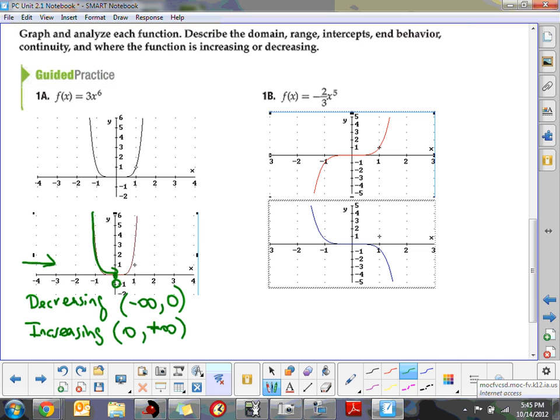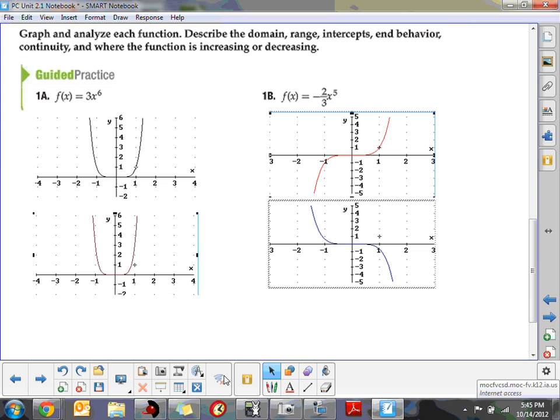Very good. So we just described the characteristics that they wanted us to describe on this graph. From left to right, our graph is increasing, going upward. And that was our first guided practice. So we'll try the next one, 1B.